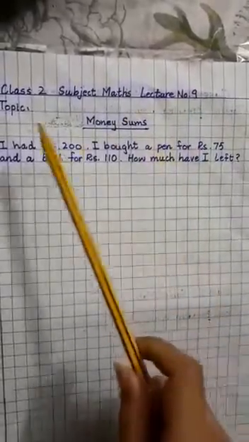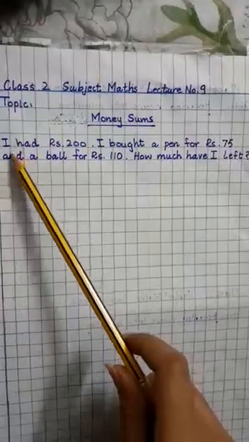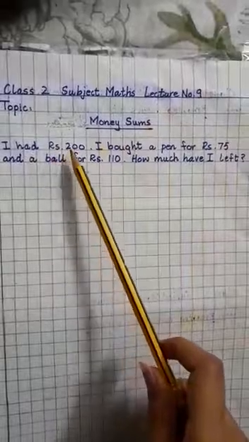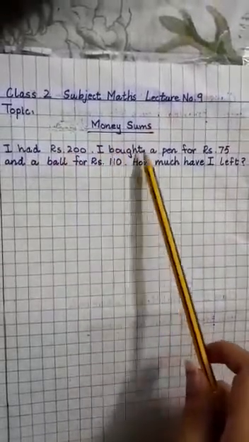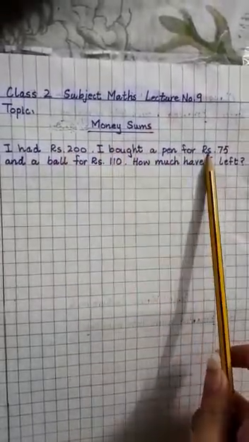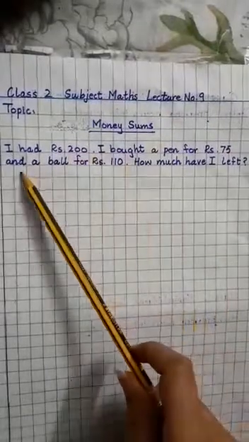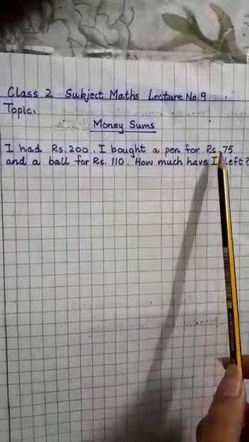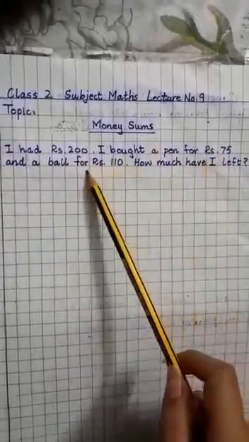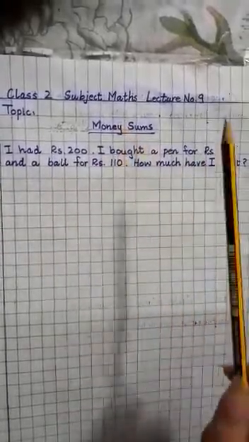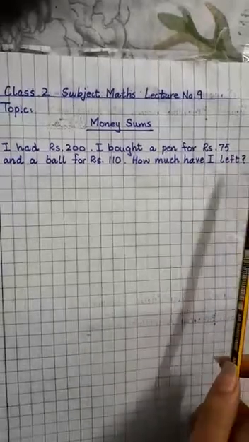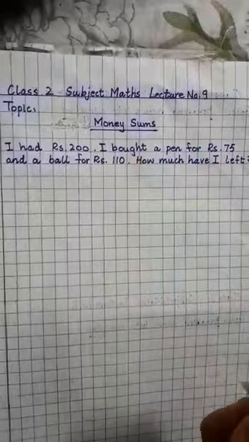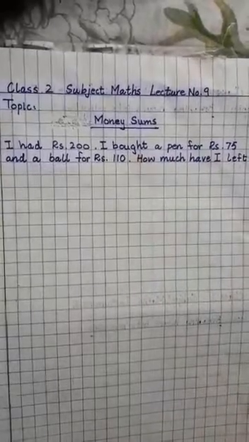Okay. I'm reading again. I had rupees 200. It means total amount is rupees 200. I bought a pen for rupees 75 and a ball for rupees 110. So a pen and a ball. So it's a minus sum. So it's not possible to minus these two numbers direct from this 200. So what we will do? Our first step.